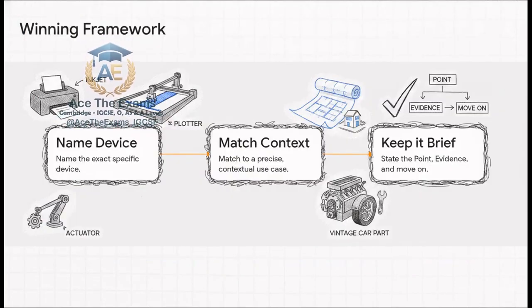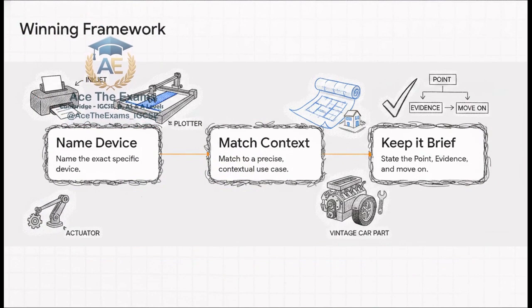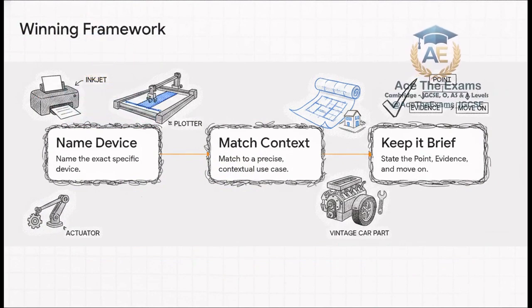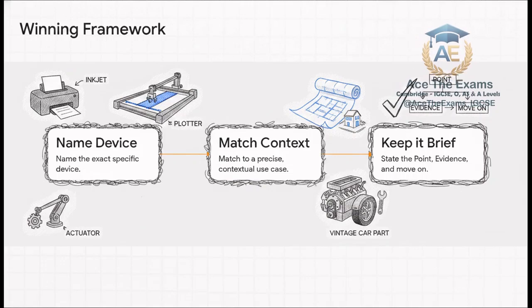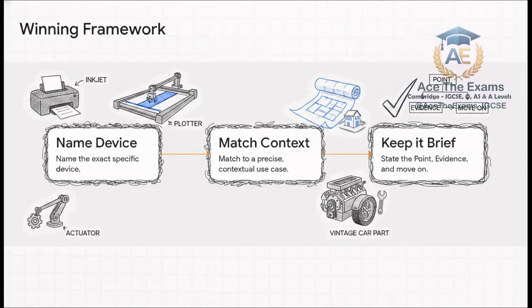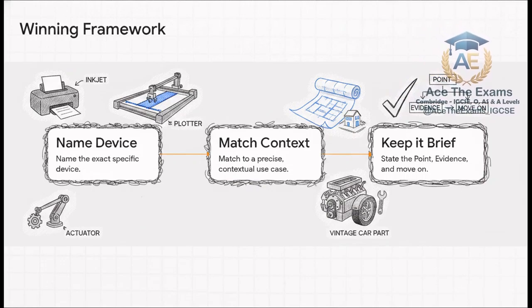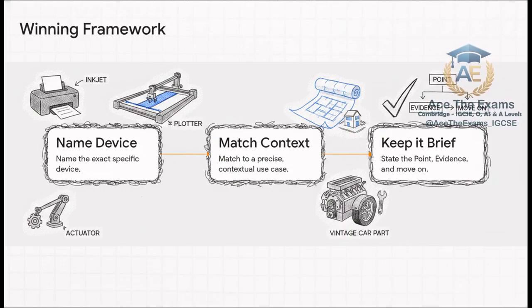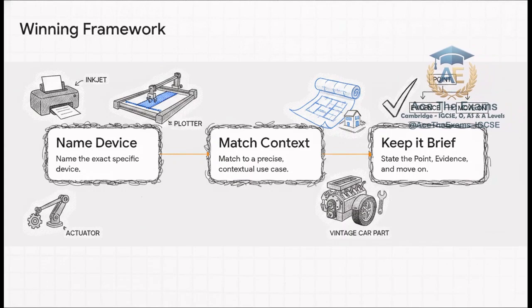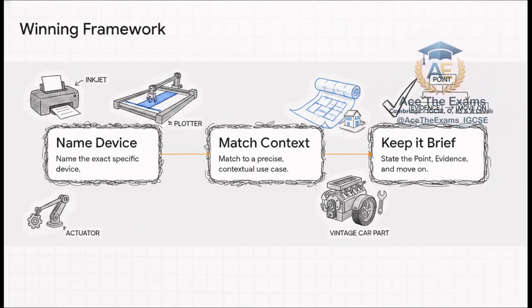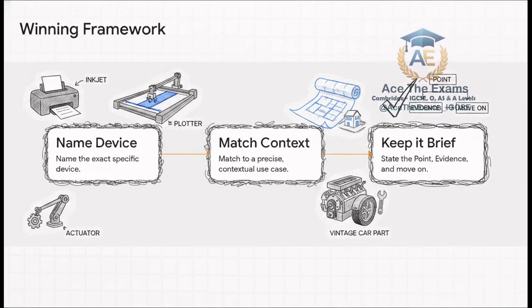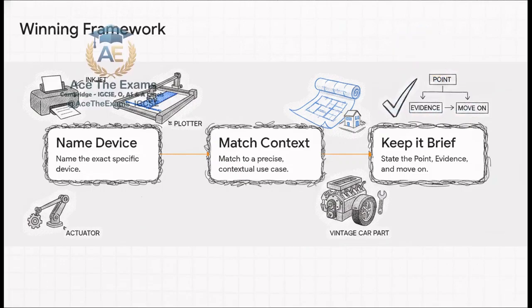So let's synthesize all of this into your winning framework for exam day. Step 1. Name the exact specific device. It's not a printer, it's an inkjet, a plotter, or an actuator. Step 2. Match it to a precise contextual use case. Give the examiner the where and the why, like printing architectural blueprints or manufacturing bespoke vintage car parts. And step 3. Keep it brief. For a 1-mark application question, please do not write a whole paragraph. State the point, provide the evidence, give your explanation, and move straight on.